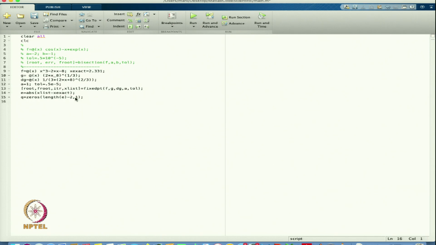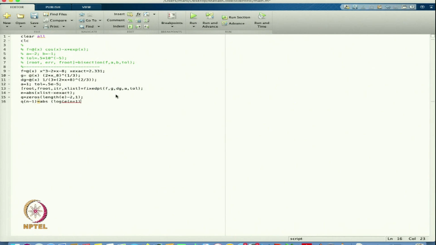Now, I am finding my q, n minus 1. That is the value I am getting, and from the previous lectures, I need to find this log. Log means natural log, I am taking E n plus 1.